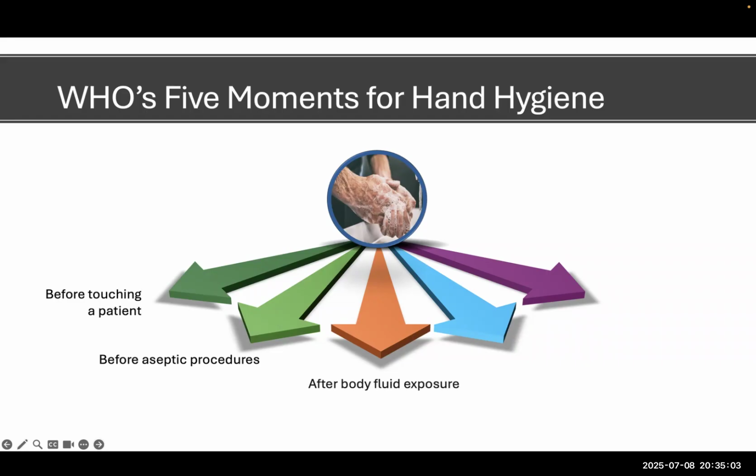Third, after exposure to bodily fluids, even when gloves are used, hand hygiene prevents the transfer of blood-borne or exudate-related pathogens. Fourth, after touching a patient, hand hygiene protects other patients and surfaces from possible contamination. Finally, after touching patient surroundings like bed rails or call buttons, which may harbor germs even without direct contact. These moments are especially critical in SCI units where patients are at high risk for infections due to frequent interventions.